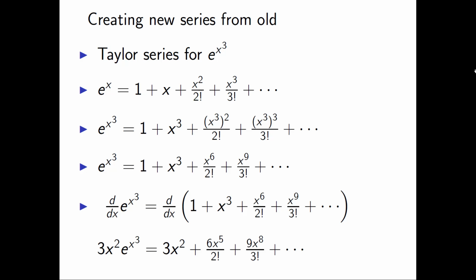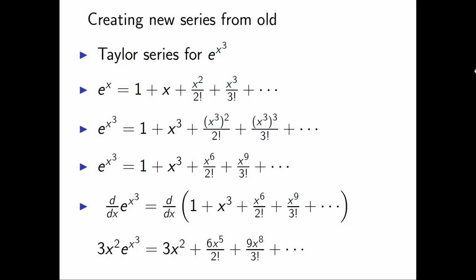So the left-hand side, using a little bit of chain rule, we're going to get 3x squared e to the x cubed. And the right-hand side, well, we differentiate 1, of course we get 0, but then we differentiate x cubed, we get 3x squared, x to the 6 over 2, we get 6x to the 5 over 2 factorial, and so on and so on. Okay, so this would be the series for 3x squared e to the x cubed.